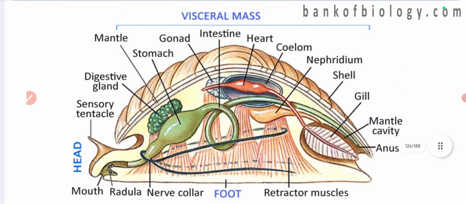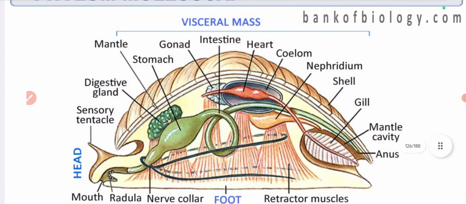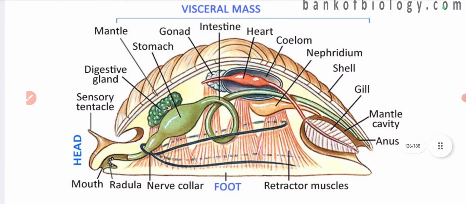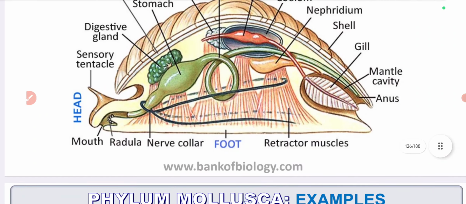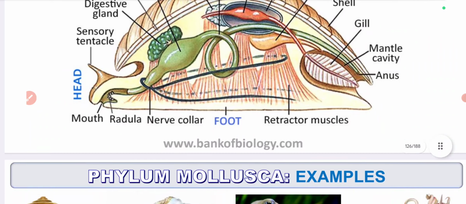And the proper diagram of the particular mollusk: mouth, radula, head portion, sensory tentacles, digestive glands, mantle, stomach, gonads, intestine, heart, coelom, nephridium, shell, gills, mantle cavity, anus. Retractor muscles help in the movement. Foot is muscular, nerve collar.